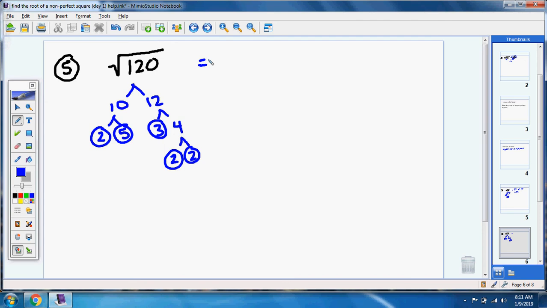The question was, if I do 2 and 6, do I have to break down the 6? And the answer is yes. So you break down the 6 into a 2 and 3. All right, so look for your pairs.